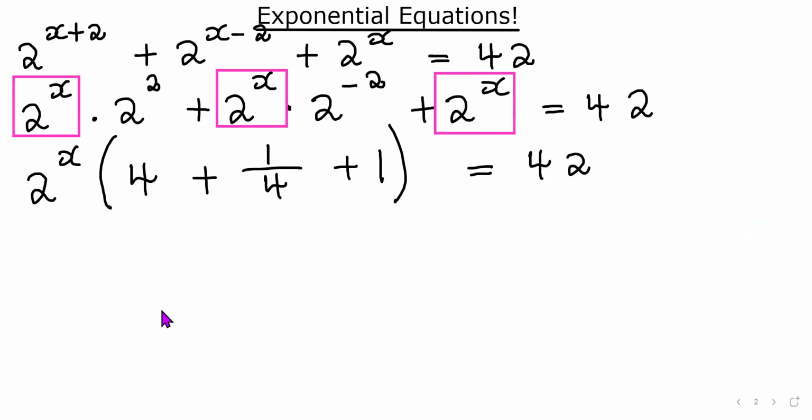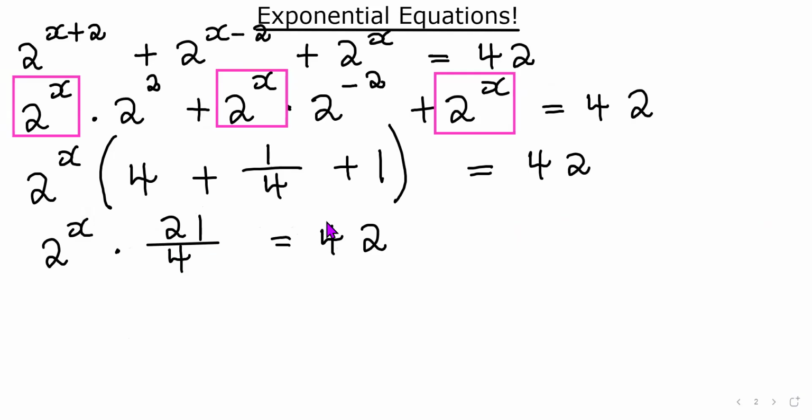So now it's time to simplify what is inside the bracket. We still have 2 to the x there. If you now go to your calculator and say 4 plus 1 over 4 plus 1, you simply get 24. Well, actually, it's 21 over 4. Sorry about that. And this is multiplied by 2 to the x, and everything is equal to 42.